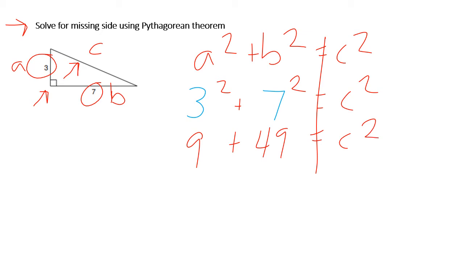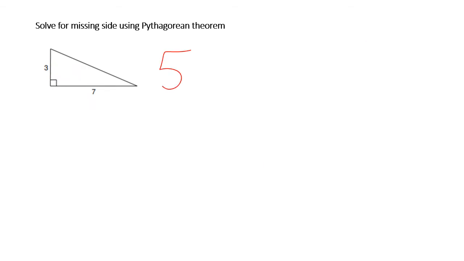So 49 plus 9 would be just like 49 plus 10, so that would be 59, but one back, so it's going to be 58. And then we have equals c squared. So we have 58 equals c squared. Now I'm just going to go to the next slide and write that out. 58 is equal to c squared.